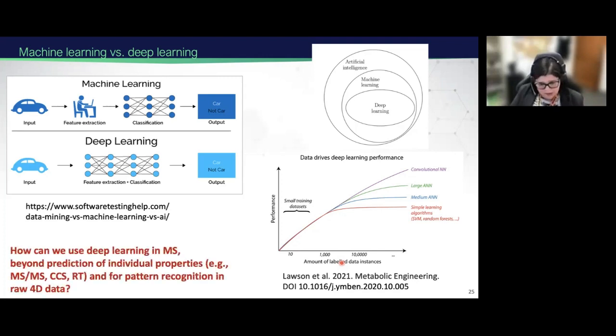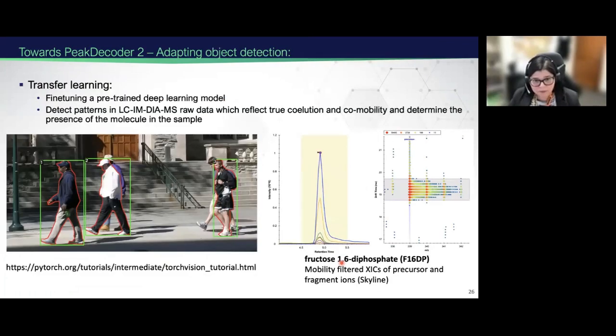Deep learning has already made great progress in the mass spectrometry field, in general more for predicting properties. But our focus now is, can we also use it for pattern recognition directly in the 4-dimensional data, beyond the prediction of individual properties? And for this, we are using transfer learning.